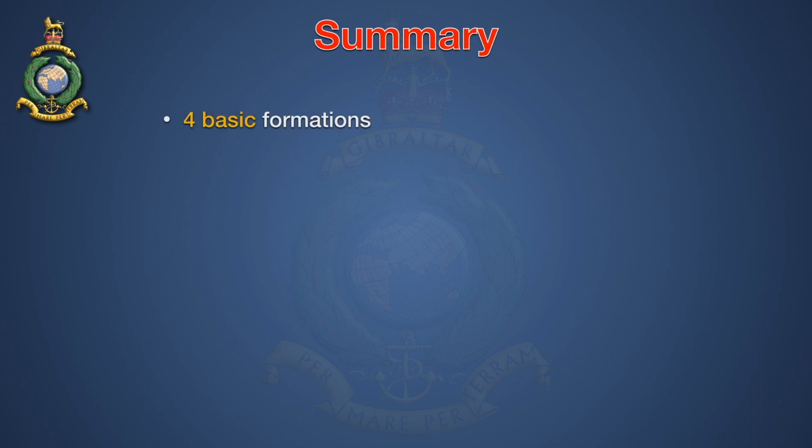So let's summarise. We've looked at 4 basic formations. That is single file, file, used to be known as staggered file, extended line, and arrowhead. There are some other formations, some that are not used anymore that we're not going to talk about, so we'll just stick to those 4 basic ones: single file, file, extended line, and arrowhead.